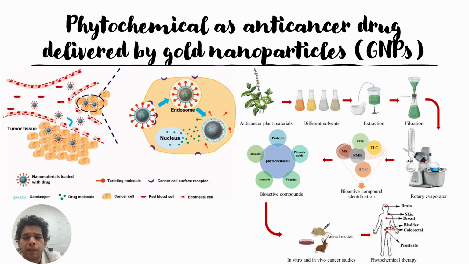One example is shown here. The tumors that can be targeted are brain tumor, skin tumor, breast, bladder, colorectal, and prostate. These are some of the examples shown here. So this is how these phytochemicals can be used.